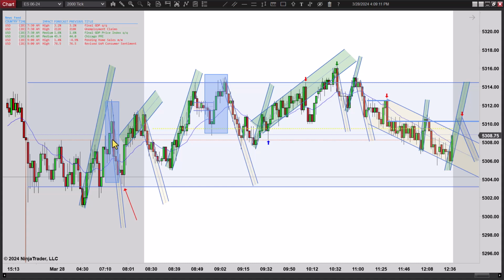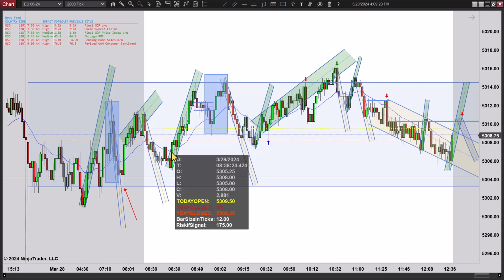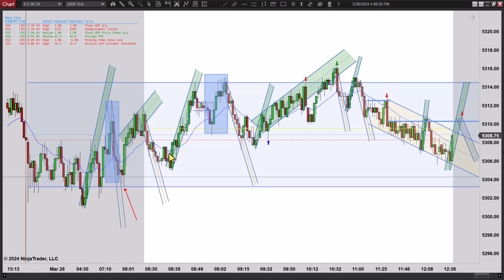There was the 7:30 news, the unemployment stuff, so you wanted to be flat for that. And there's just nothing really going on that I would be willing to risk. This one was tempting, except, again, the bar's so big. It's a 12-tick bar. But you do get your close outside and a new low, and you get a nice bullish bar.